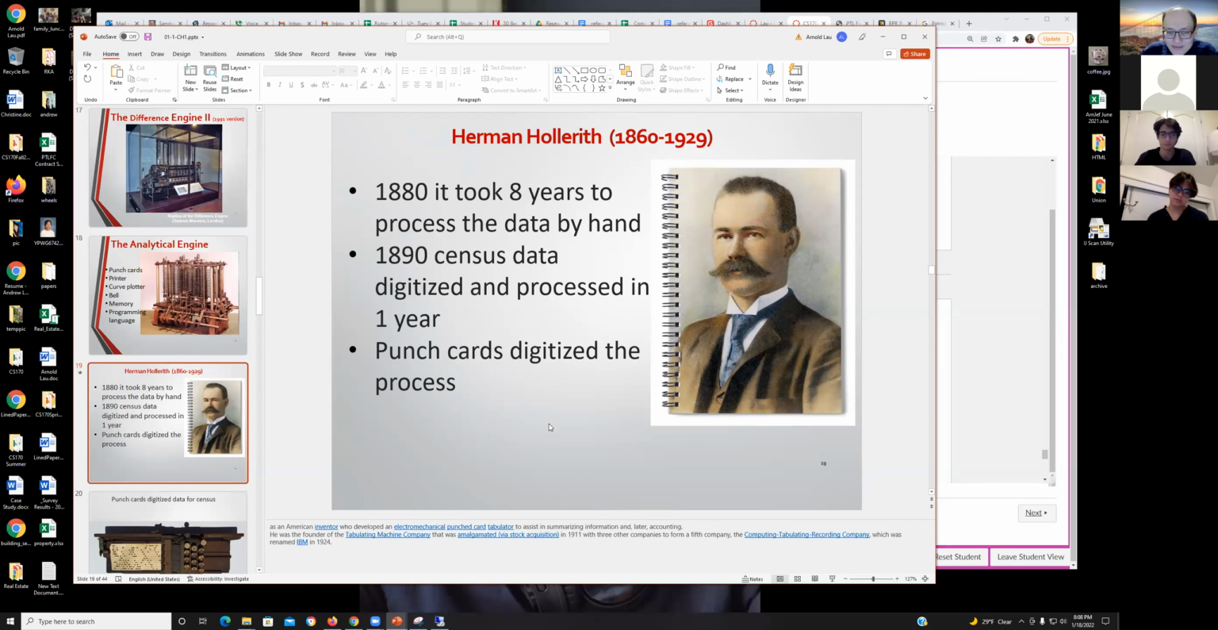And you can see the big difference, right? The last time the census was taken before that was 1880, and by the time they got done, it was practically time for the next census. It was like 8 years. So when 1890 came around, they cranked through it in about a year. That's a huge difference, especially since the population of the United States was growing. There's only so far you're going to get when you're processing this by hand.